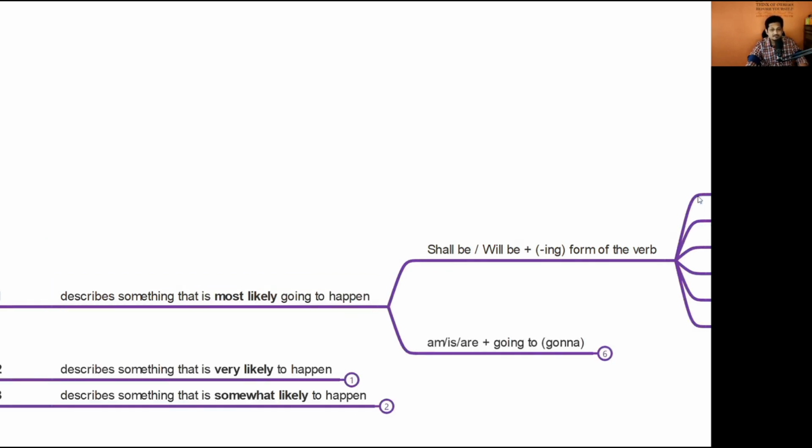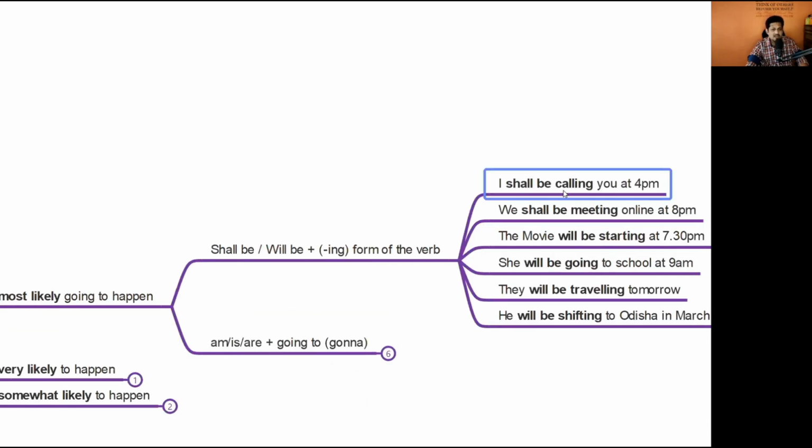So let us take some examples. I shall be calling you at 4 p.m. As you saw, shall be plus ing form. I shall be calling you at 4 p.m. What does that mean? That means most likely I will be calling you at 4 p.m. I know that certainly, most likely I have already planned that I will be calling you at 4 p.m.